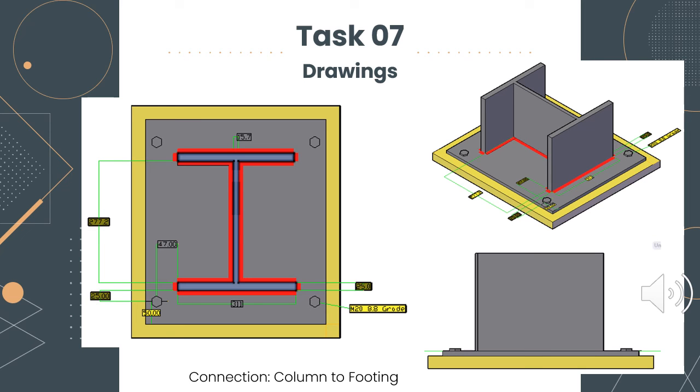These are the drawings for the connection of column to footing, where the bolts used are M20 grade 8.8, and the steel plate size is 451 millimeters by 517.2 millimeters.